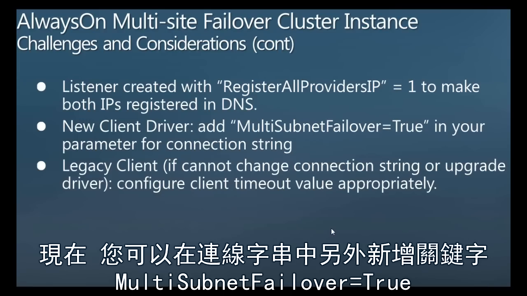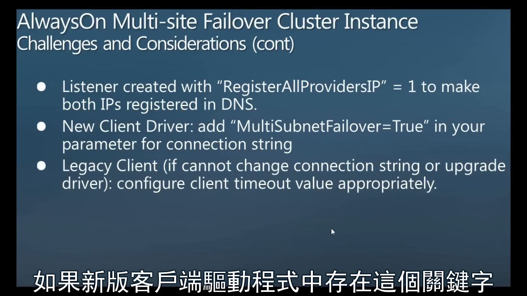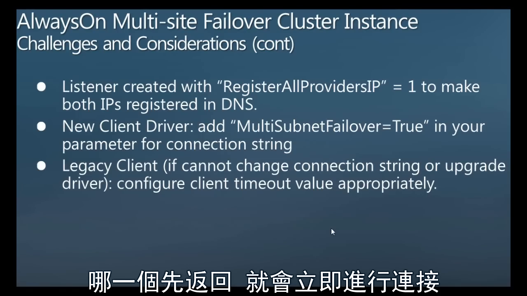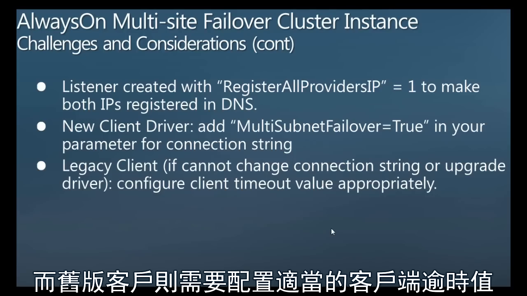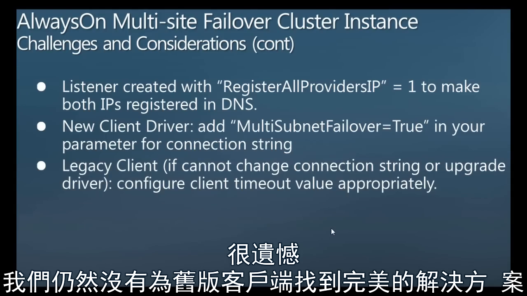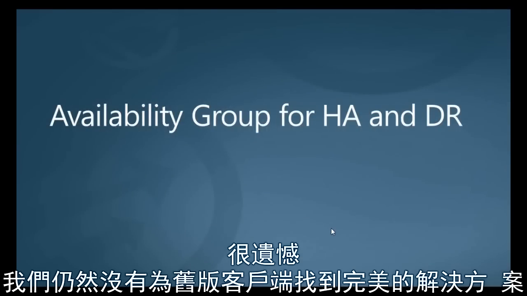You now can add another keyword, multi-subnet failover equals to true in your connection string. So if you have this keyword in your new client driver, it will automatically start to connect both IPs in parallel. Whichever returns first, it will just connect. For the legacy client, you need to configure the client timeout value appropriately. Reduce the timeout value so it can reconnect the second IP. Unfortunately, we still don't have a perfect solution for the legacy client.